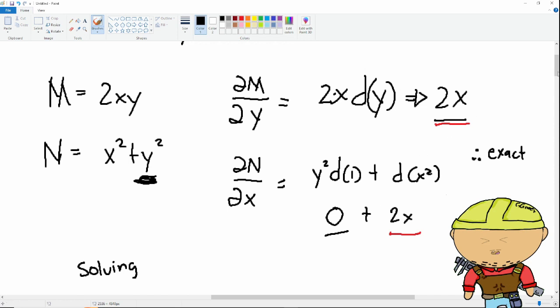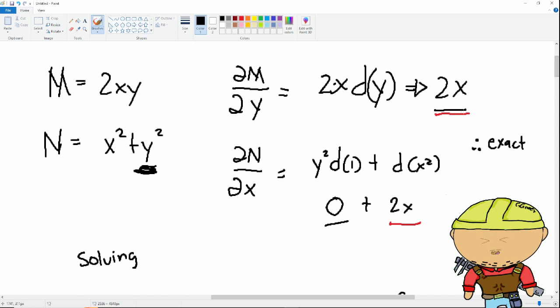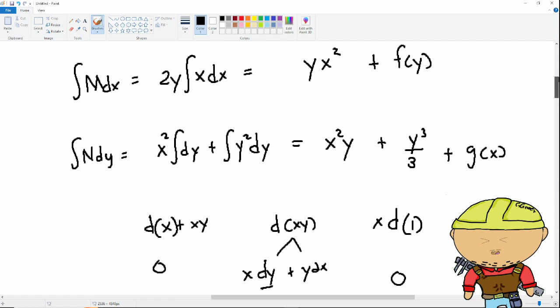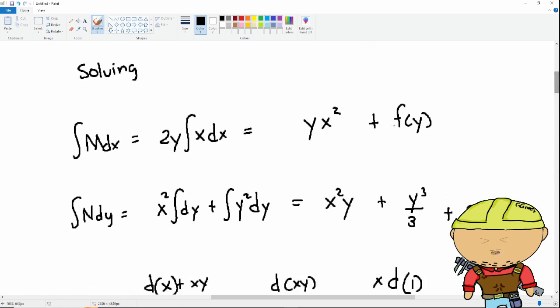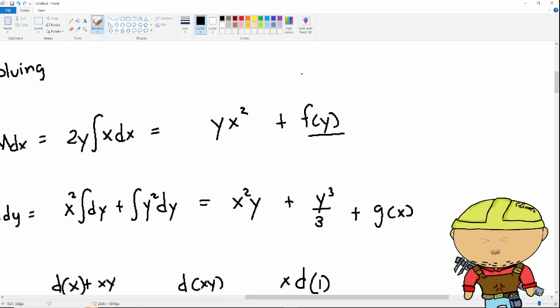The y squared disappeared because there's no x. Right? Differentiated with x. So the reverse engineering of the process, we now compensate with f of y and g of x for basically the terms that disappear. The terms that disappear because of differentiating in terms of x, and the terms that disappear for differentiating in terms of y.